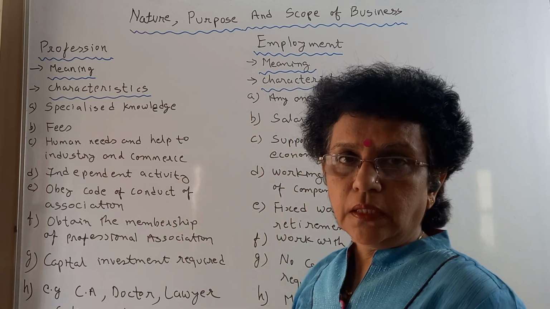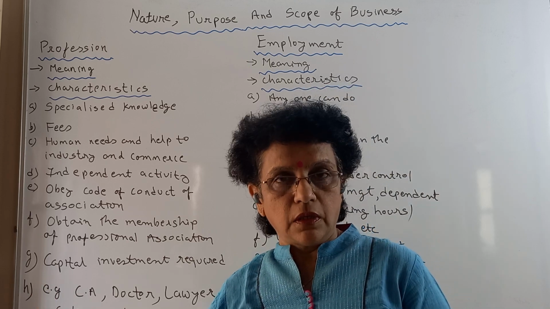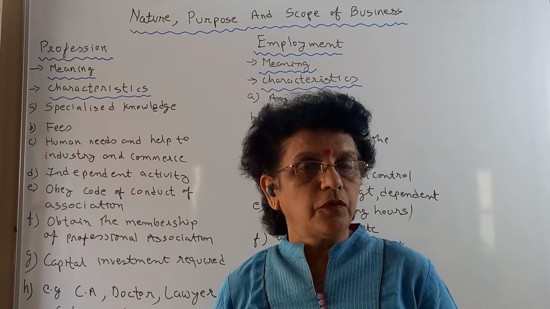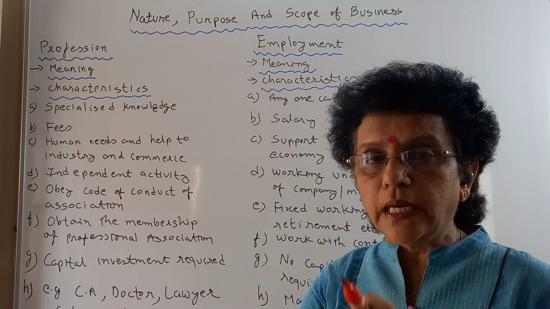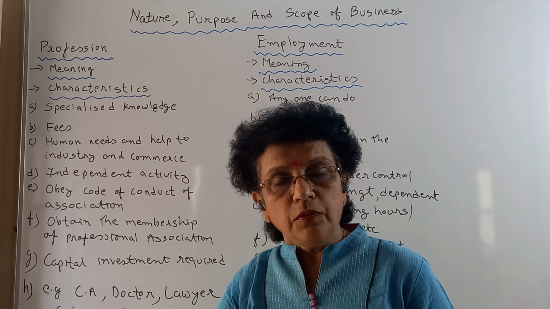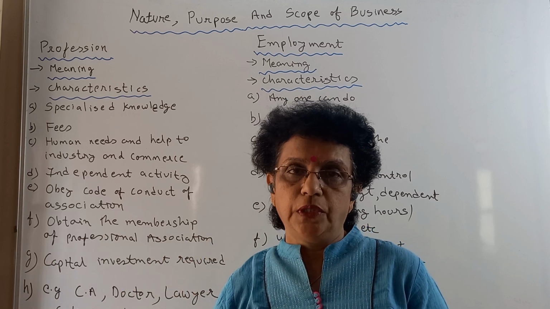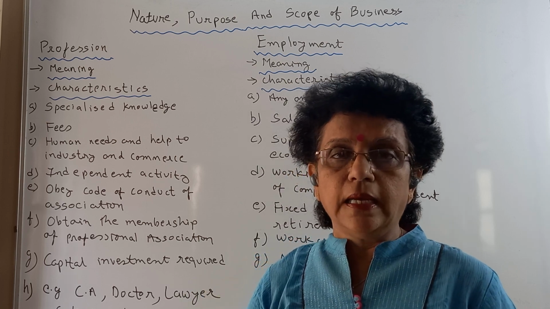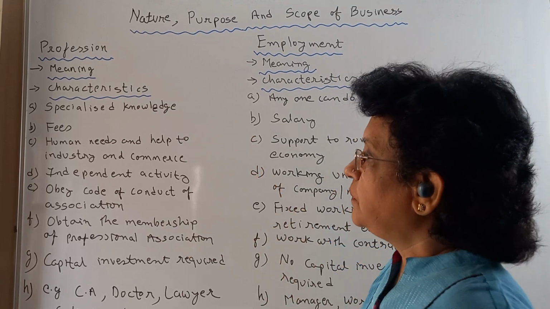Profession, what does it mean? Any skilled, knowledge-based activity you are doing is called a profession. So the basic character of a profession is that you have to acquire skilled, knowledge-based learning. You have to register yourself with an association that runs that profession. You have to find the code of conduct, you have to accept it, and you have to follow it. So let us see the characteristics of a profession.